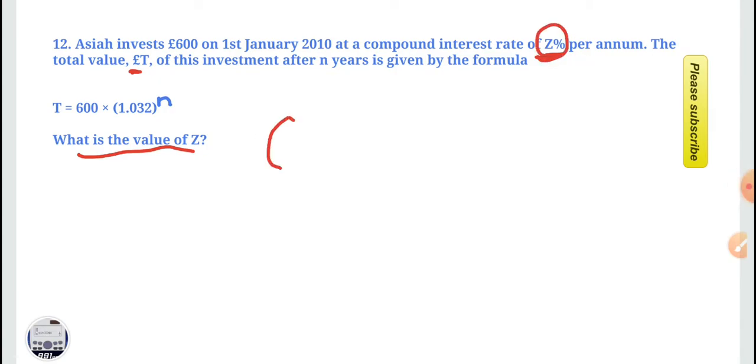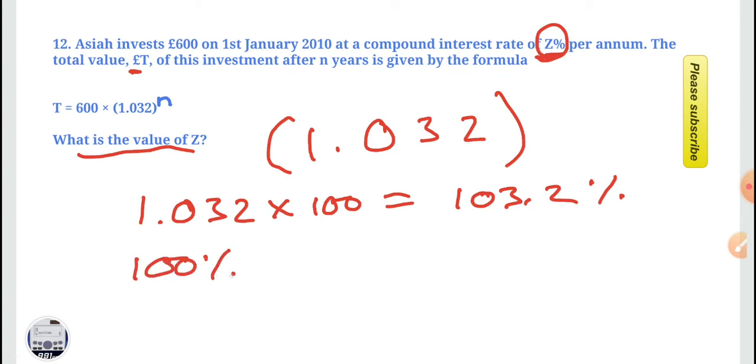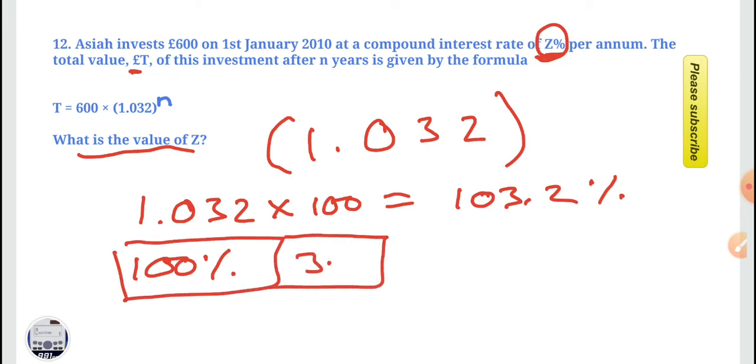So I can see in the bracket it says 1.032. Now that's a decimal multiplier. How do you turn this decimal into a percentage? You've got to times it by 100. So if you do 1.032 times 100, the answer would be 103.2%. So originally we would have had 100%, and to that you're adding another 3.2%. So the interest rate Z is 3.2%.